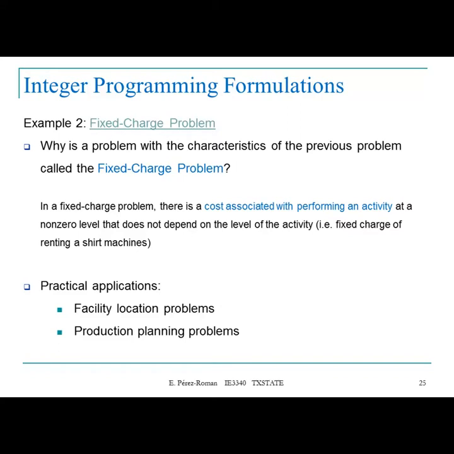What is the problem with these characteristics called? A fixed charge problem. In a fixed charge problem, there is a cost associated with performing an activity at a non-zero level that does not depend on the level of the activity. For example, the renting of the machine. Practical applications are facility location problems and production planning problems. Those are the types of applications in which you can find this type of formulation.